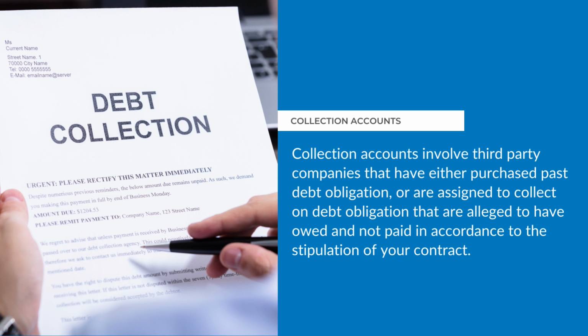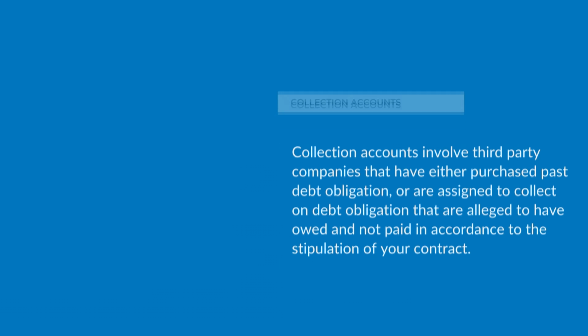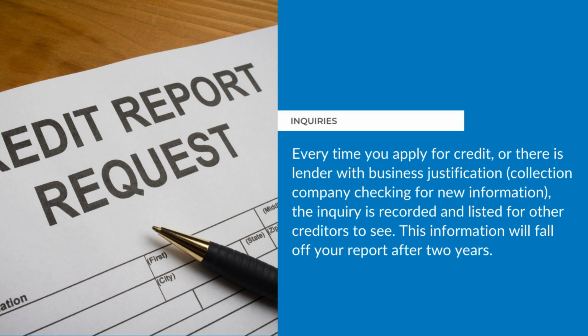Finally, inquiries. Every time you apply for credit or there's a lender with business justification, for example, a collection company checking for new information, the inquiry is recorded and listed for other creditors to see. This information will fall off your report after 2 years.